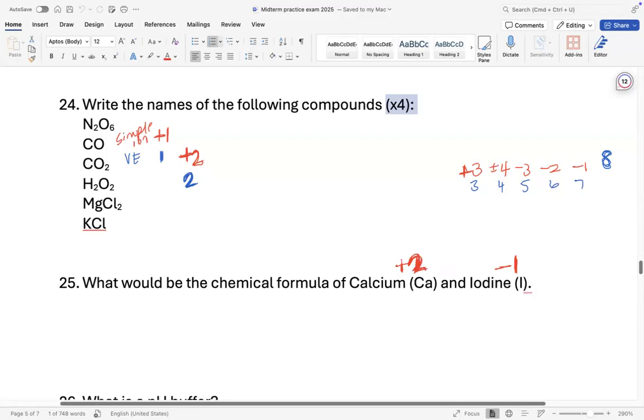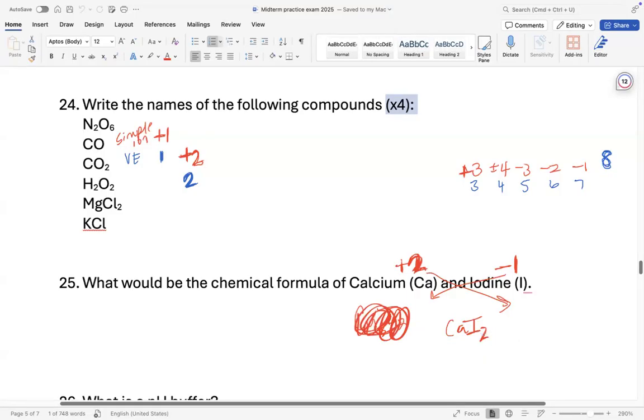So calcium would take on the 1 as a subscript, right? But we don't write out ones, so I can just leave it blank. Iodine is going to take on the subscript of 2. All right, so this is where I swapped the charges. I should have maybe written this more like here. All right, so that's how I build the molecule.